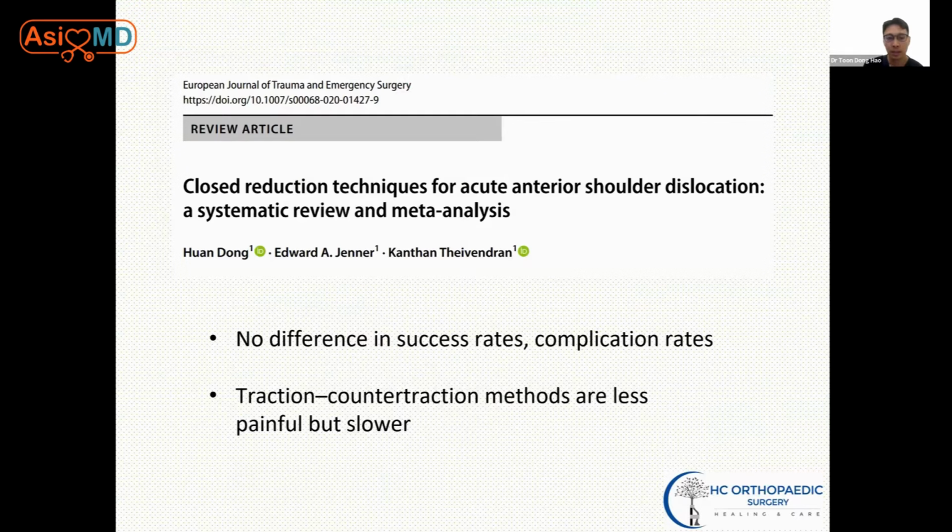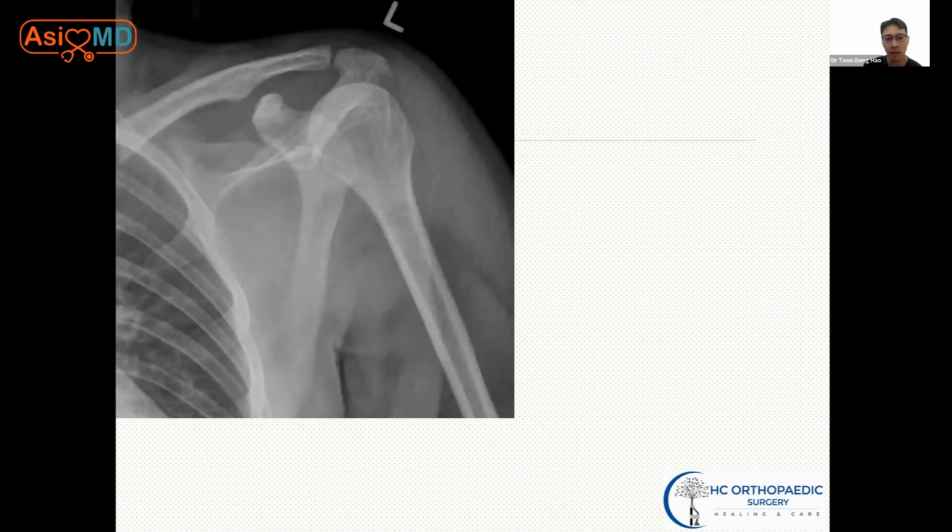So a recent meta-analysis in 2021 showed that there's actually no difference in the success rates between these different reduction maneuvers. And also there's no difference in the complication rates, which some of the leverage methods, such as the Kocher, have previously been described as having. Therefore, our advice is to use what you are taught and most comfortable with to reduce the shoulder. So this is usually what we do after we reduce the shoulder.